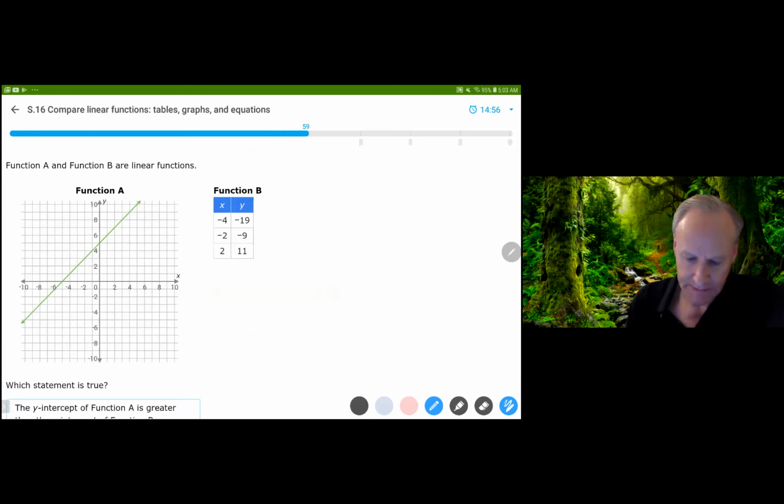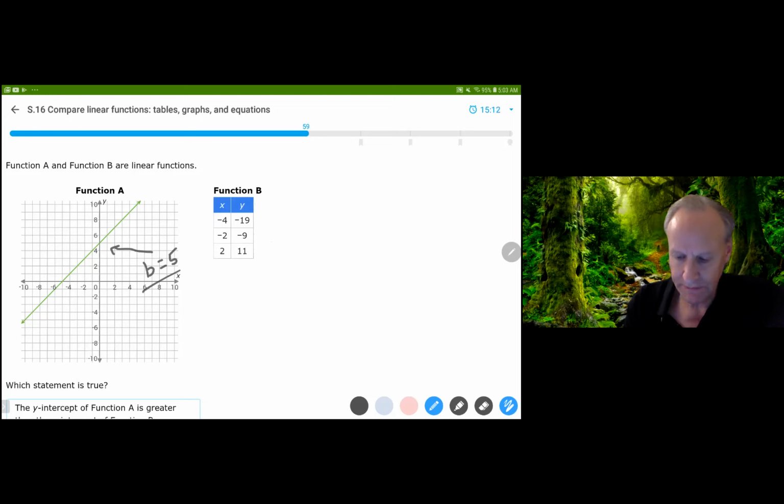All right, this time they're asking about the y-intercepts. Function A intersects the y-axis at 0, 5. So my b value is 5. I'm just going to talk about the b value. For function B, I want to mention something.